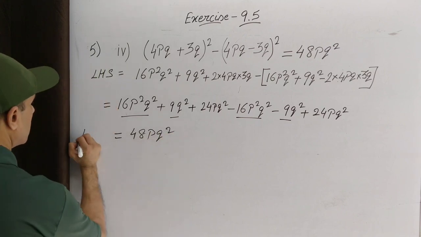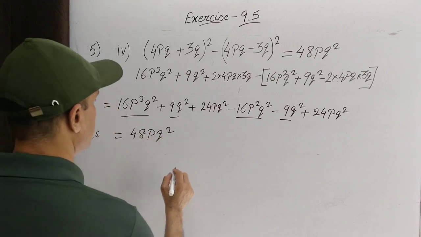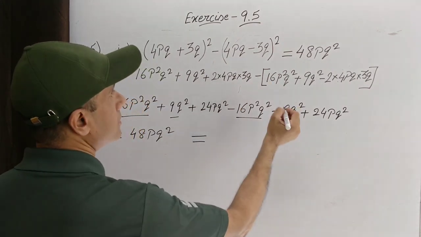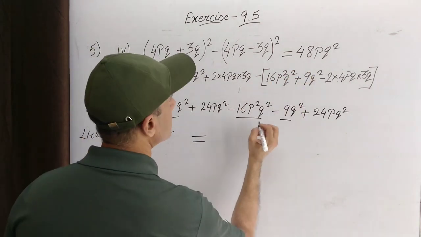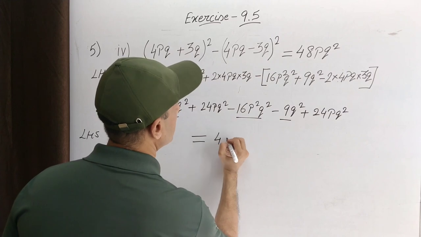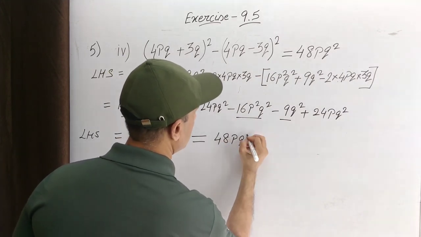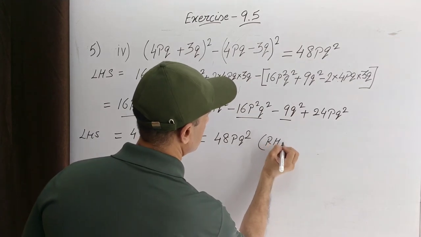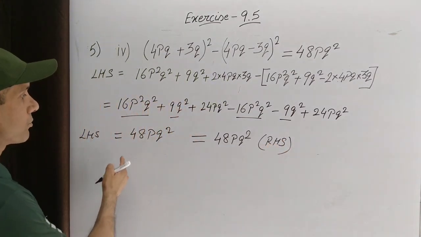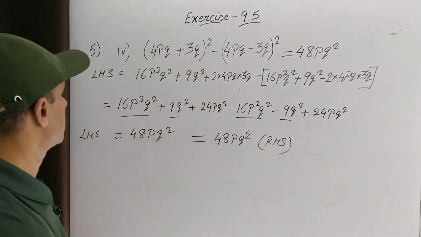This is the left hand side, and this is equal to the right hand side, that is 48 pq square. This is the right hand side. So we have proven that left hand side is equal to right hand side.